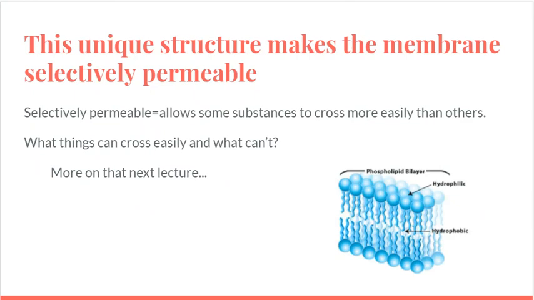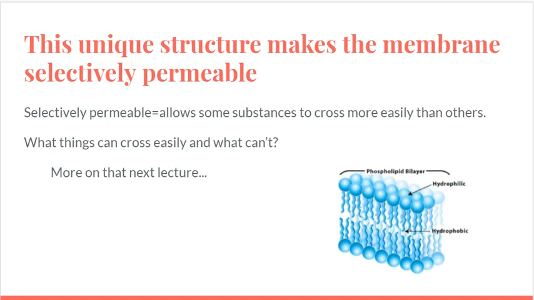Okay, so this structure of these lipids and these proteins is going to allow some substances to cross the membrane. Some will go easy, some will need some help. And next lecture, we're going to dive into more of which things can pass and what kind of help they may need. Okay, but let's take a look.